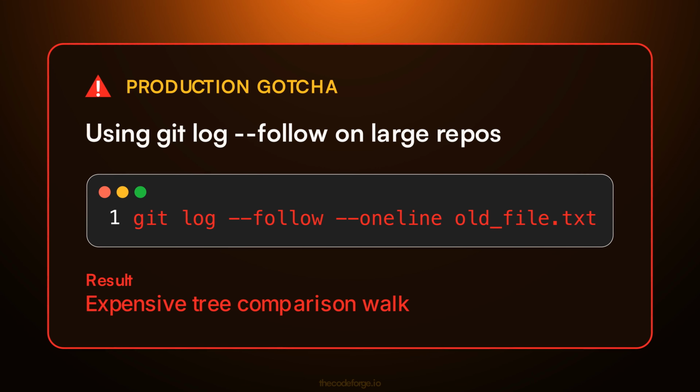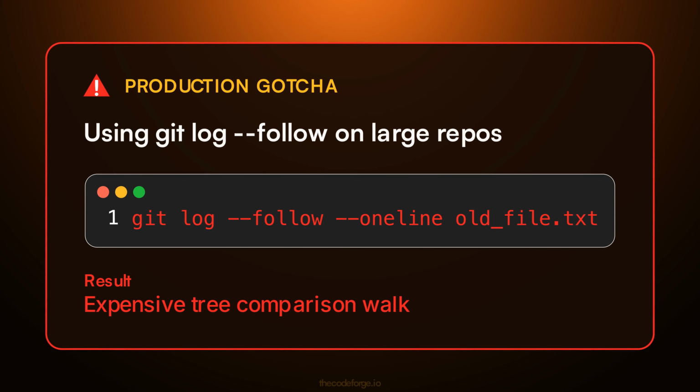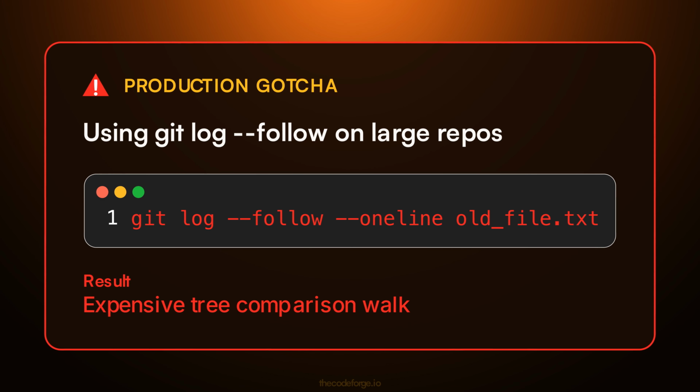Git doesn't store rename metadata. It detects renames by comparing tree contents. 2 commits with similar trees but different file names trigger rename detection. That's why git log --follow is expensive. It has to walk the DAG and compare trees.